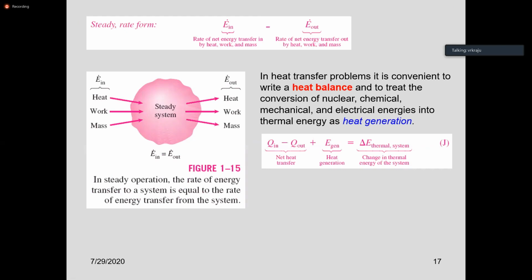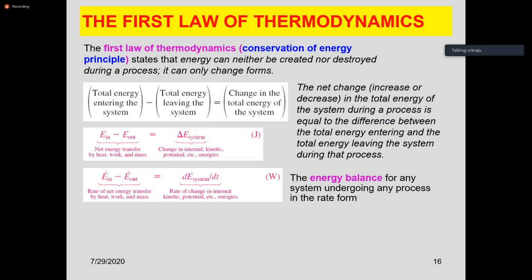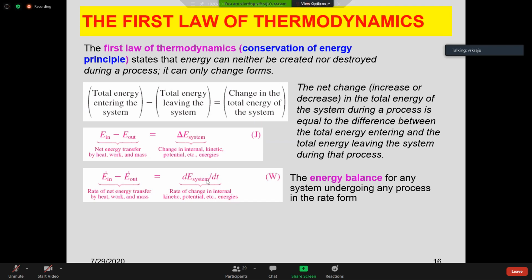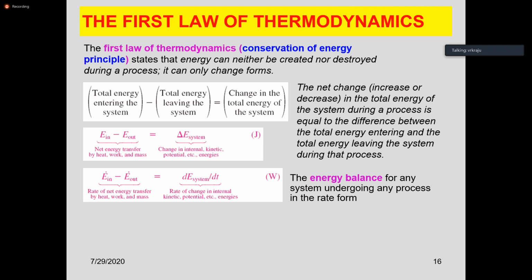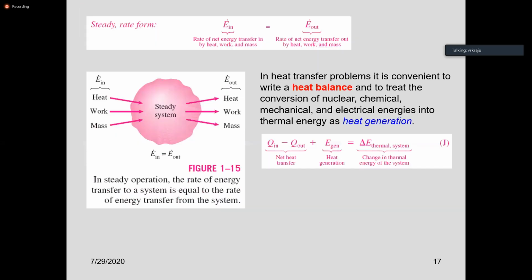Now if it is steady, in the sense that there is no variation with respect to time, then the right-hand side will be 0. That is, d by dt of E system will be 0, meaning there is no change in the energy content of the system with respect to time. That means whatever energy is coming in, that amount is leaving. So your balance is not increasing or decreasing. Whatever energy is entering, that same energy is leaving. So in that case, the steady state equation says rate of energy in equals rate of energy out. There is no change as such.